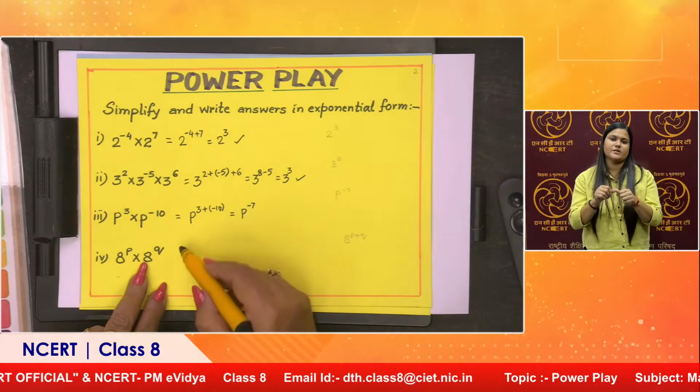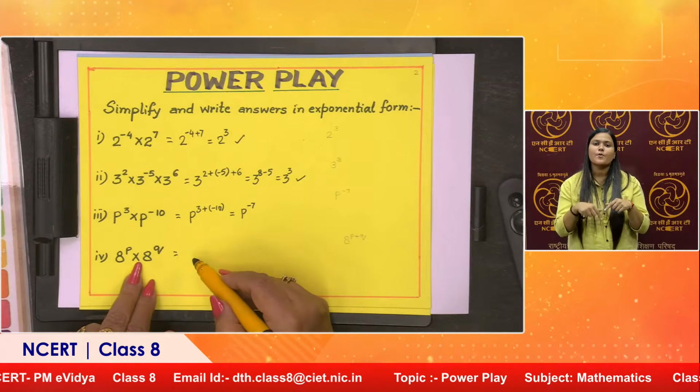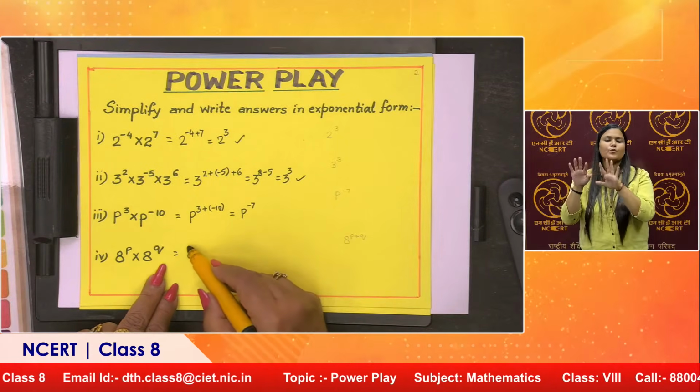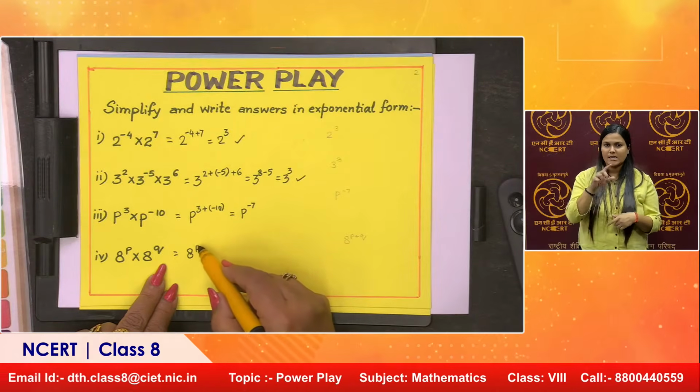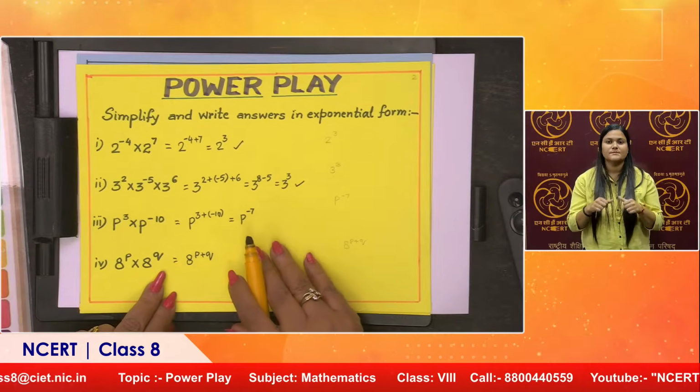Good. Now we have the same base here, Shivani. 8 to the power p into 8 to the power q. So what should I write down? 8 to the power p plus q. So this is the answer for this, right? Yes. You can't simplify this further.